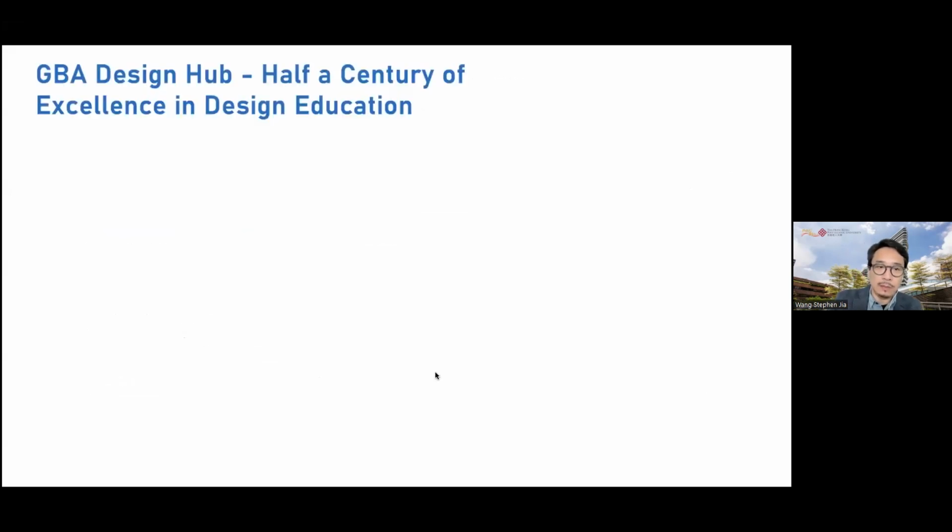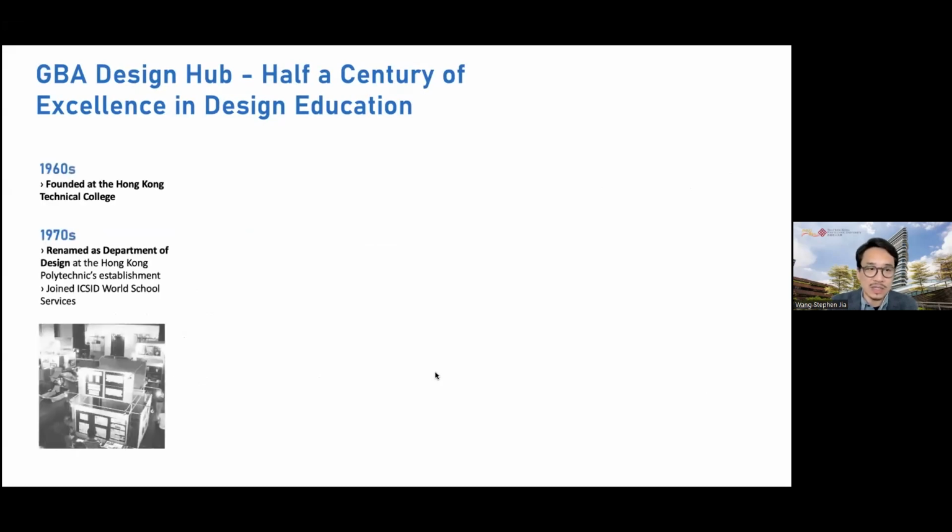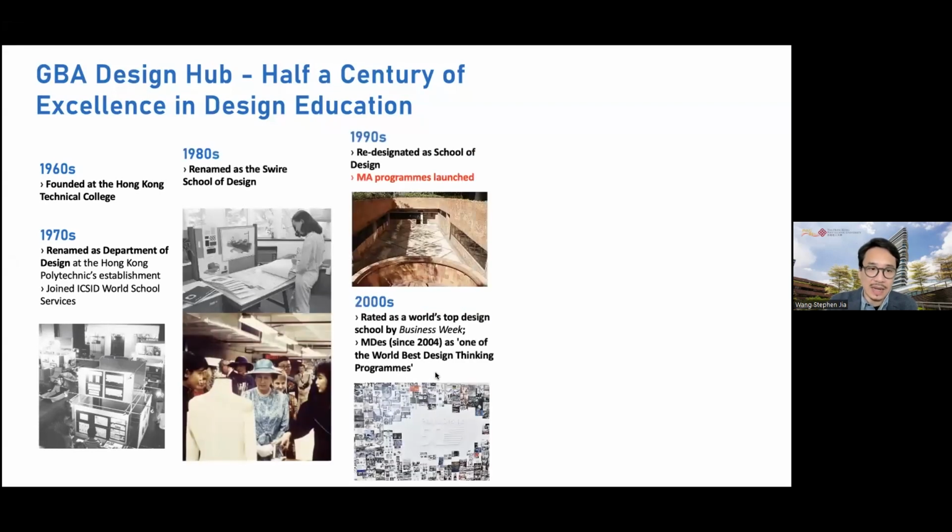Besides the staff, I want to talk a bit more about the School of Design. The School of Design has a long history of more than 50 years. PolyU has been a very important hub of design education and research for Hong Kong since the 1960s. At the beginning, it was founded as part of the Hong Kong Technical College in the 60s. After that, in the 70s, it was renamed the Department of Design. And in the 80s, it was renamed the School of Design.